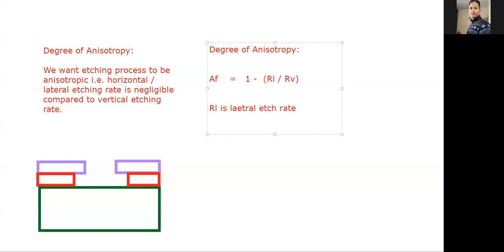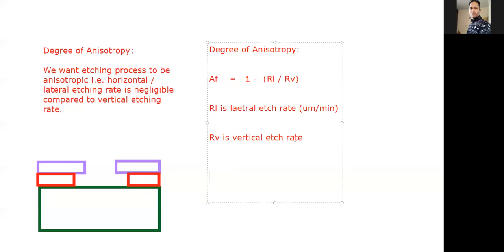Etching rate you may have in units like maybe micron per hour, or let's call it minute, maybe roughly. And R sub V is the vertical etching rate.